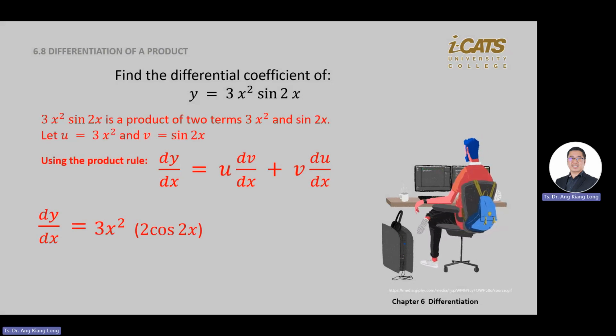So you just substitute. For a multiplication in differentiation, you need to establish what your u is, what your v is, and then what your du/dx is and what your dv/dx is. Then substitute and simplify if you can.